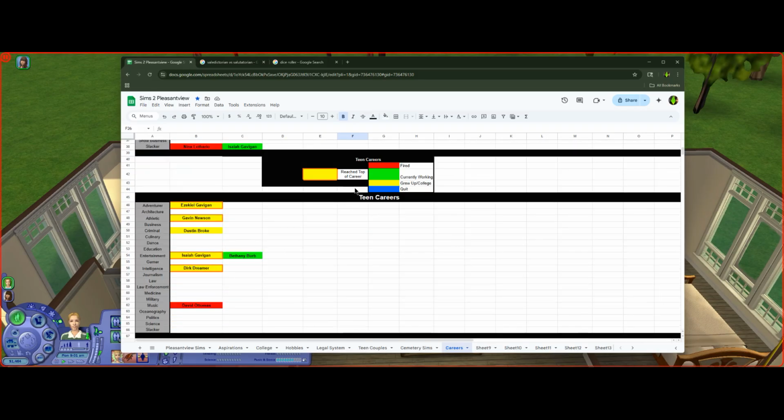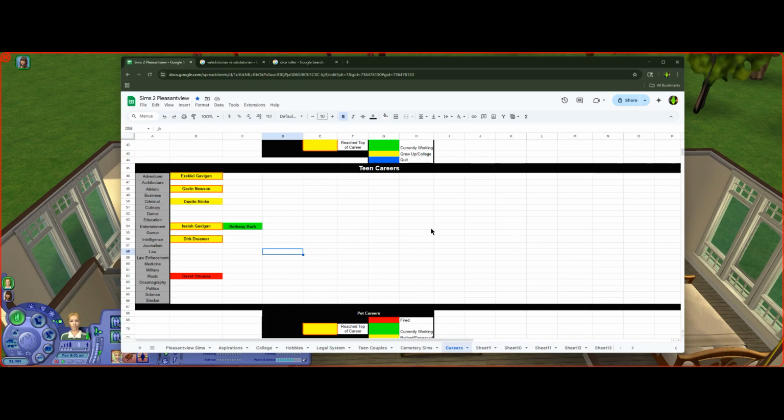But anyways, we have careers, and again, red is fired, green is currently working, yellow is grew up or went to college, and blue is quit. So we have 4 Sims who actually reached the top of the career. We have 1 Sim who is currently working in a career, and we have 1 Sim who was actually fired from a career as a teen. So we have information on that.